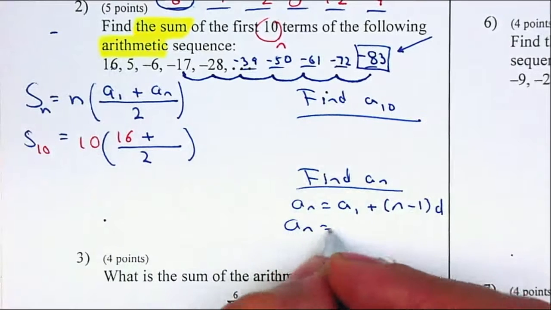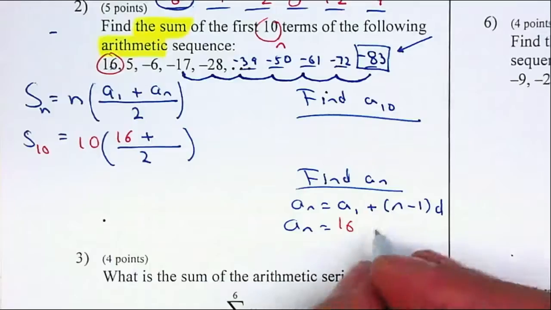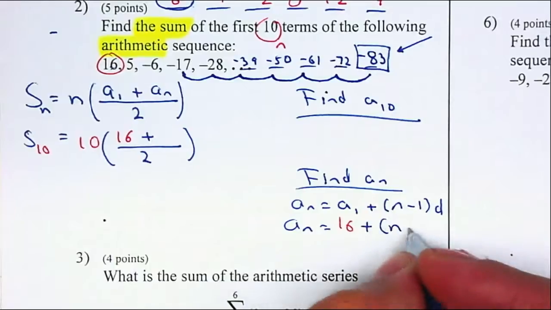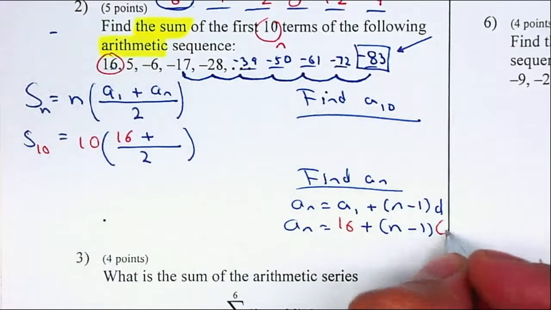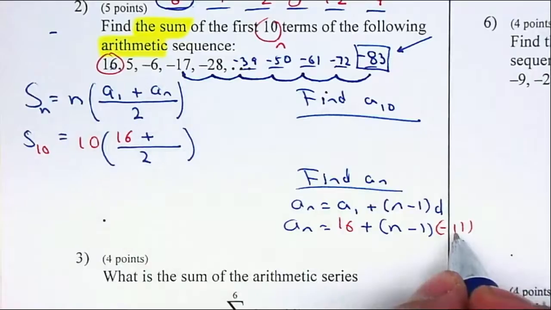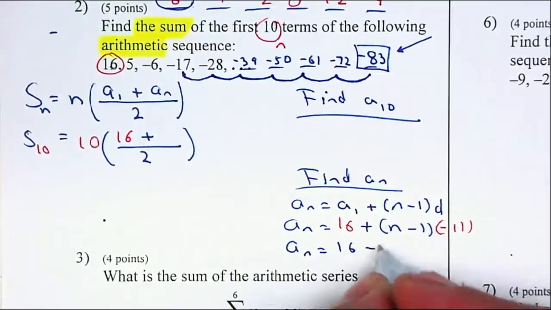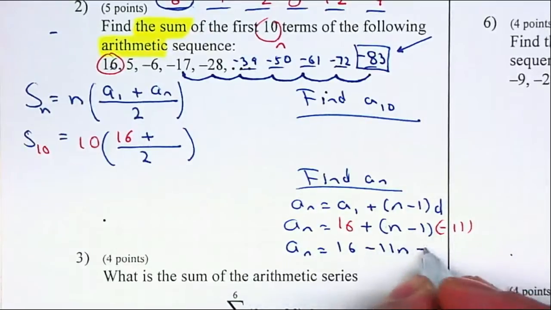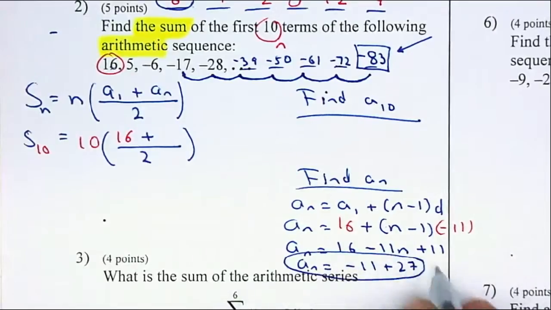Let's plug in the information that we know. A sub 1 is the first number, which is 16, plus n minus 1 multiplied by the difference, which you're subtracting 11, so minus 11. Remember, because it's going down, your difference will be negative. So a sub n is equal to 16. N times 11 is negative 11n. Negative times negative is a positive 11. Combine like terms, so a sub n is equal to negative 11n plus 27. Don't forget your n.